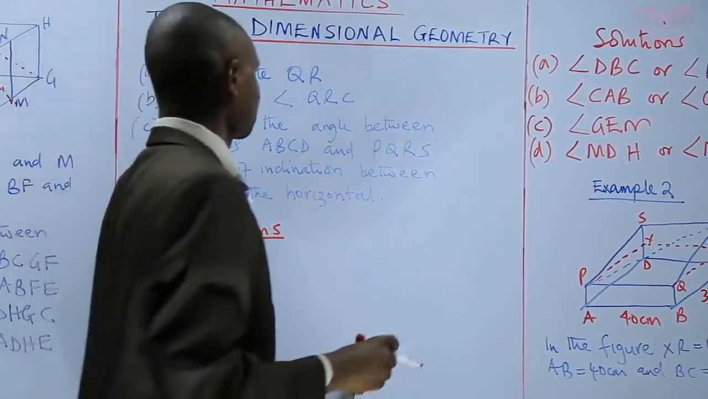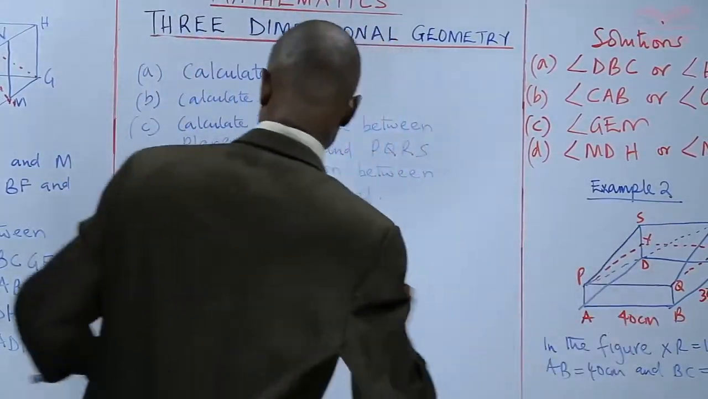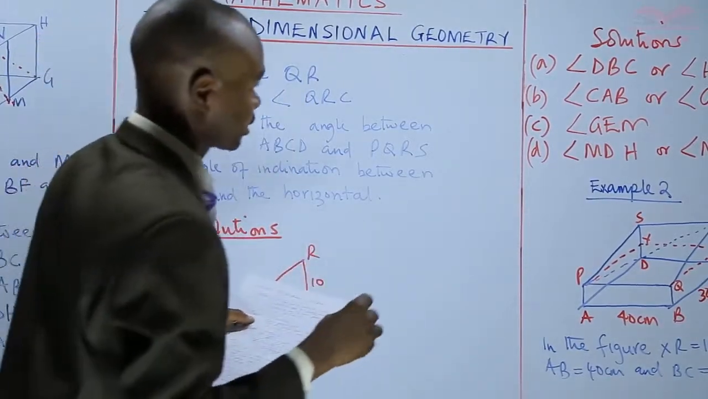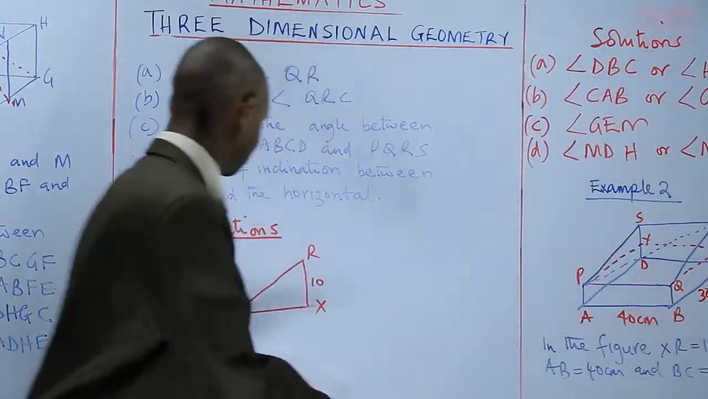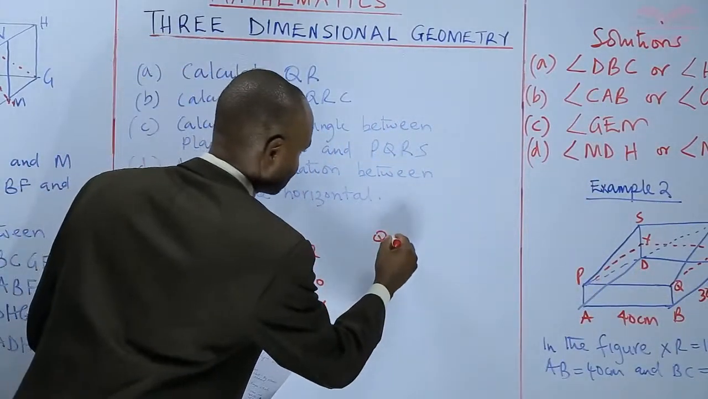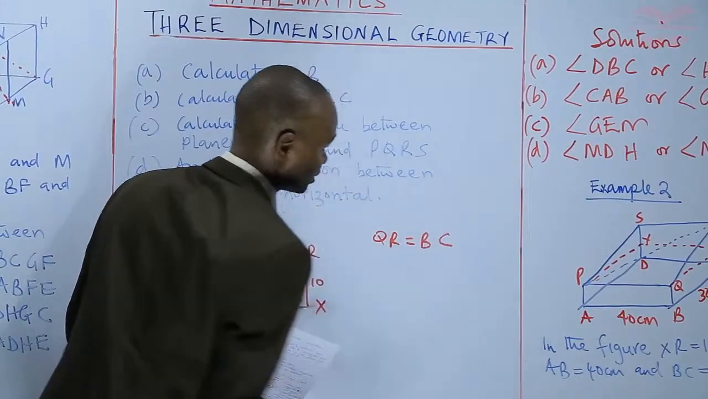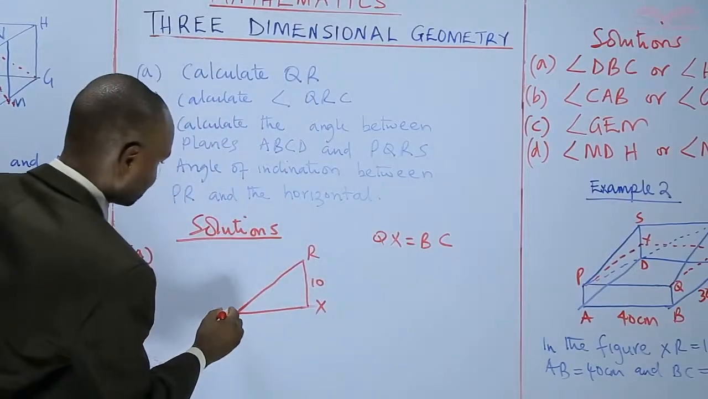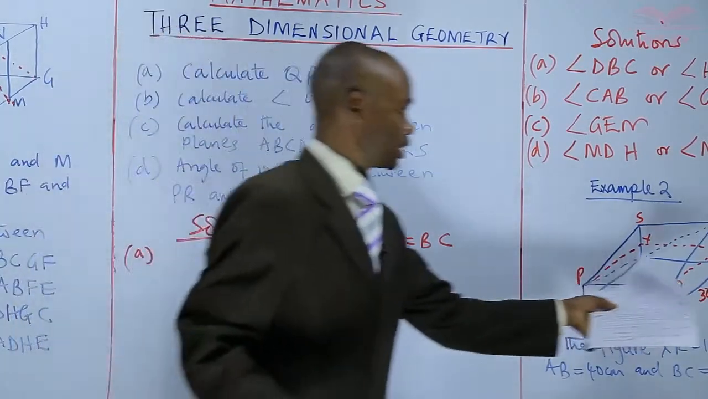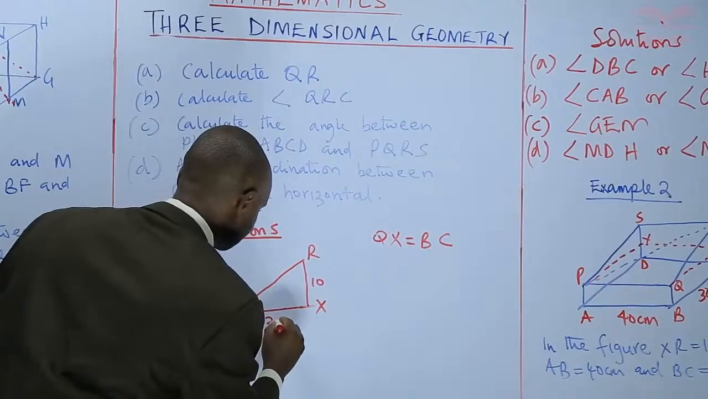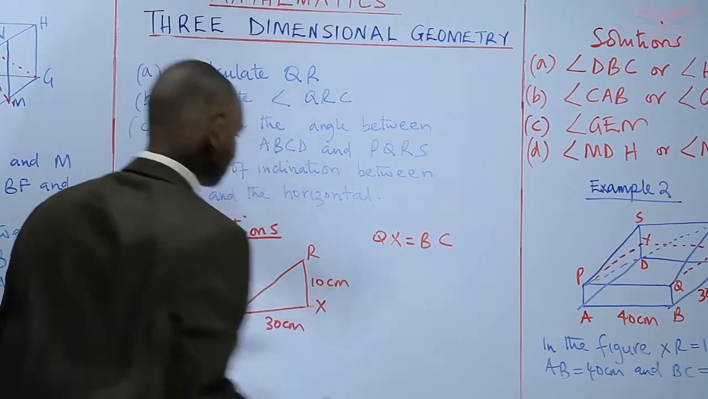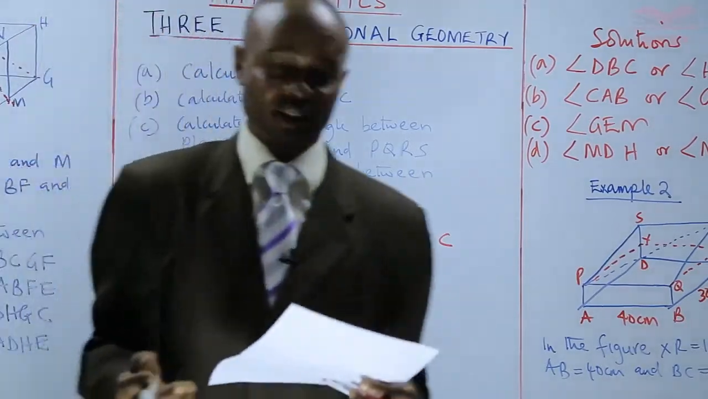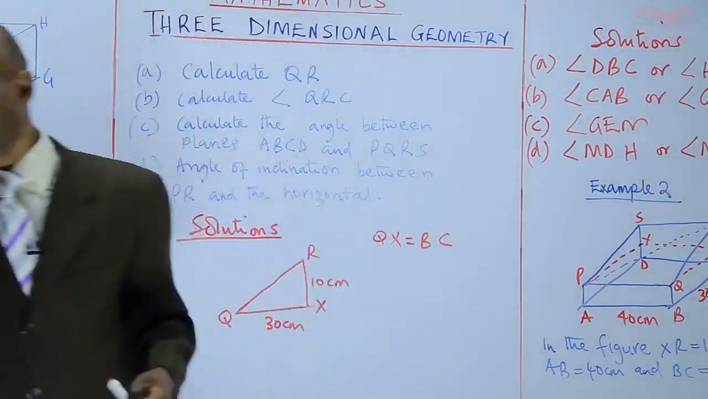The solutions, QR, you look for where QR is. QR is the same as BC. So BC is 30 centimeters. So when you come to work out that, they said you should have known Pythagoras theorem.